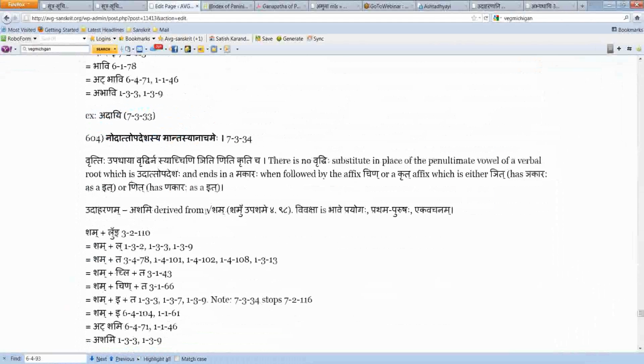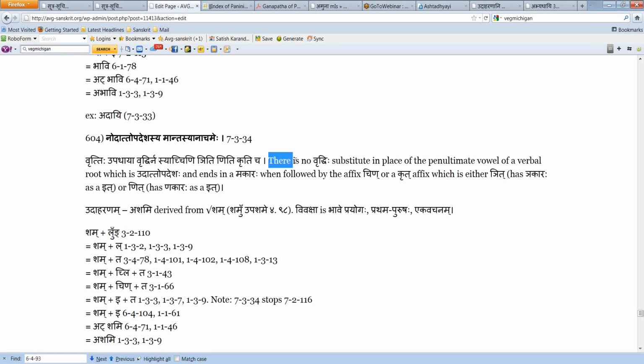Nodattopadeshasya mantasyana chamehe. Na udattopadeshasya mantasya anachamehe. So again the same context: upadhaya vriddhir na syat. So basically that Atopadhaya vriddhi is stopped. But for what kind of dhatu, what kind of angam is that? First of all, it requires Chin to follow, or a krut pratyaya which is nit or nit. Right now we're talking about Chin.